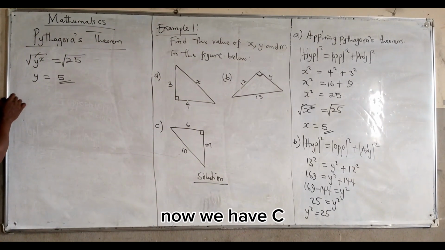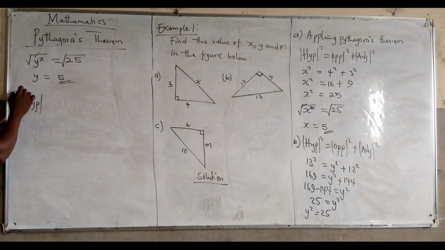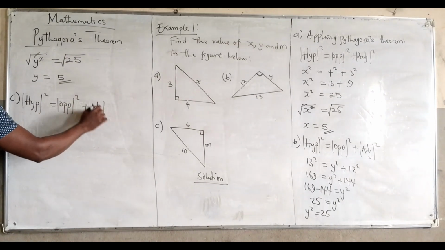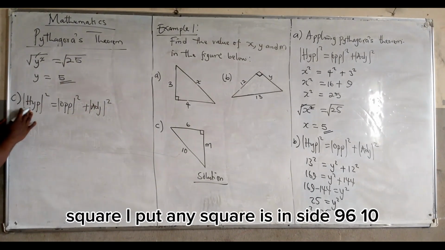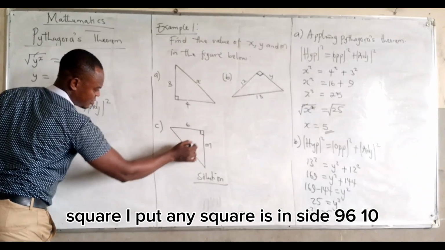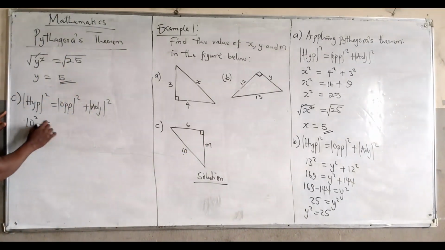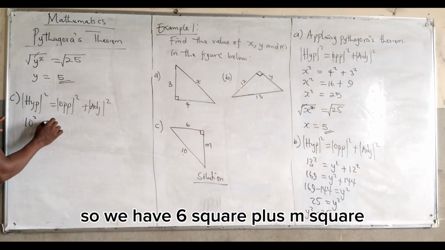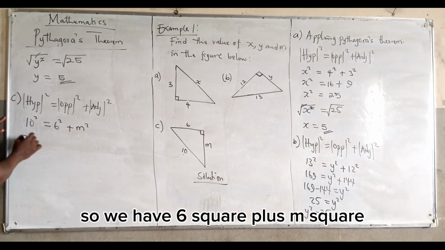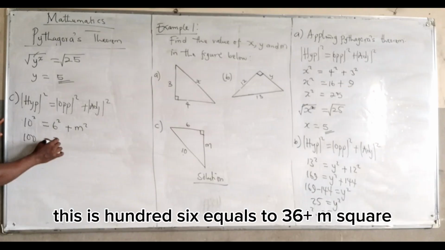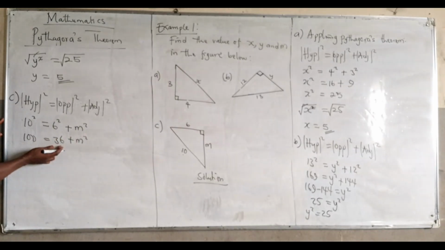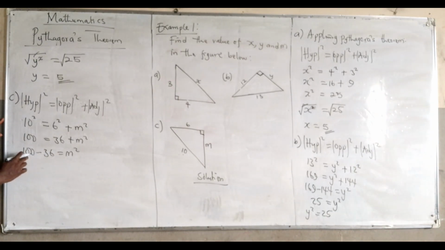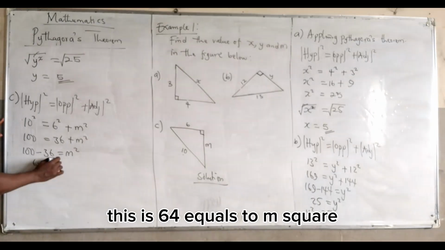Then we take this. Now we have C. Hypotenuse square is equal to opposite square plus adjacent square. Hypotenuse square is the side 90 is facing, 10. Opposite can be any one, M or Y. So we have 6 square plus M square. This is 100 equals 36 plus M square. This will come here, we have 100 minus 36 equals M square. This is 64 equals M square.